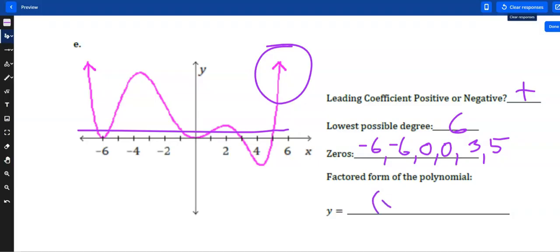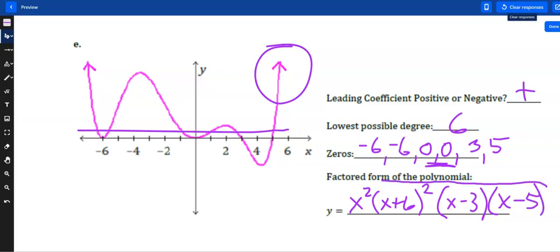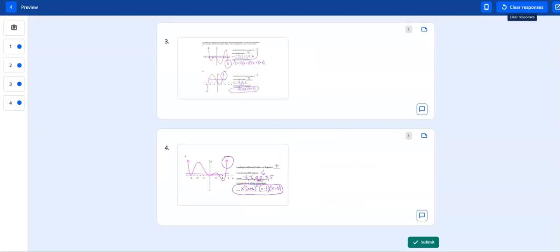Factored form. Well, x plus 6, but we want it 2 times, so we're going to square it. For the zeros, remember that's x, but we're also going to square it, because x times x is x squared. And then we've got x minus 3 and x minus 5. That was a short set of notes this time, so we're moving on.